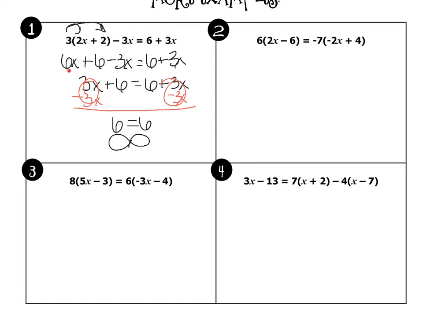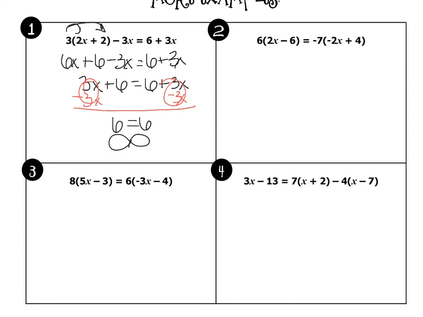We're going to start by combining our variable terms on the left-hand side. 6x minus 3x is 3x plus 6 equals 6 plus 3x. We want our variable terms to be on the same side, so I'm going to go ahead and subtract 3x from both sides. Those zero out because they're identical to each other. And then you have 6 is equal to 6. This is always true. That means that this is an infinitely many solutions situation.